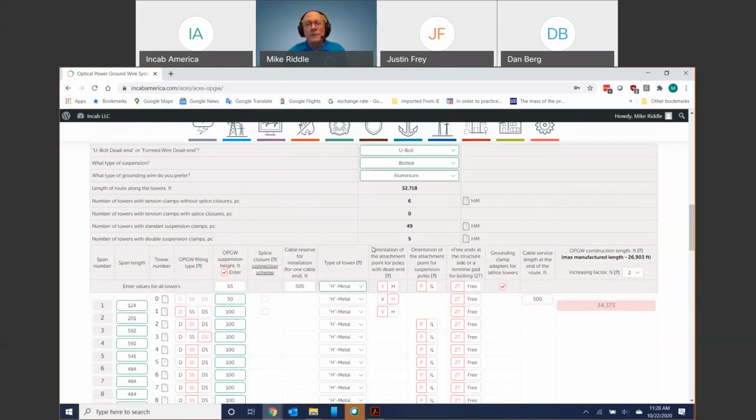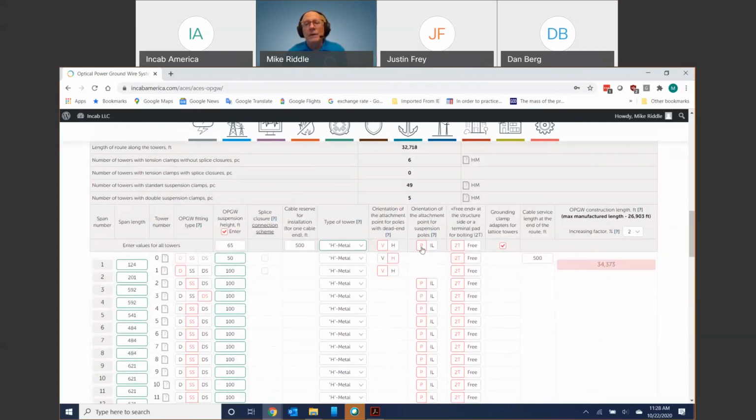Likewise, excuse me, that was for the suspensions. I can also control how they are oriented. So is it perpendicular to the line, or is it in line with the line? And I can change that individually, or I can change it in mass here at the top.